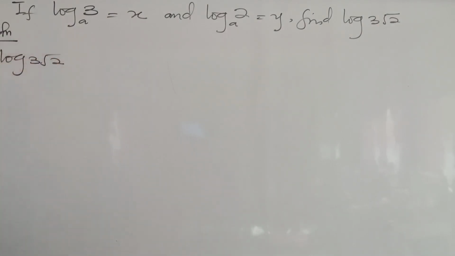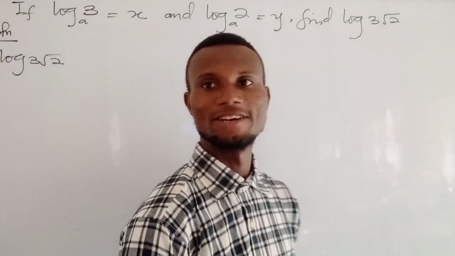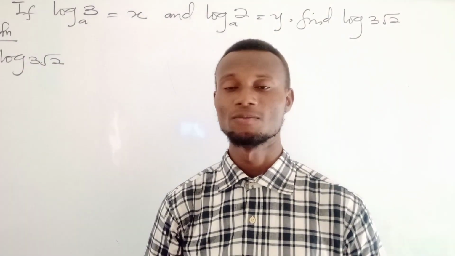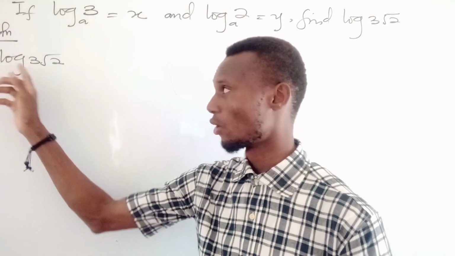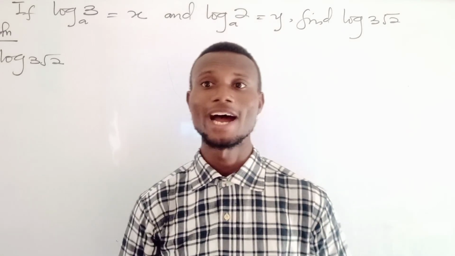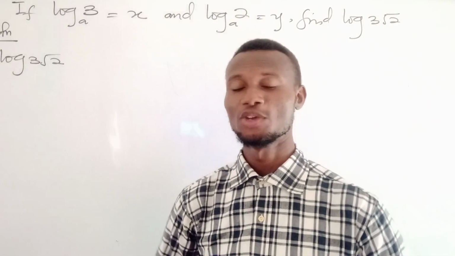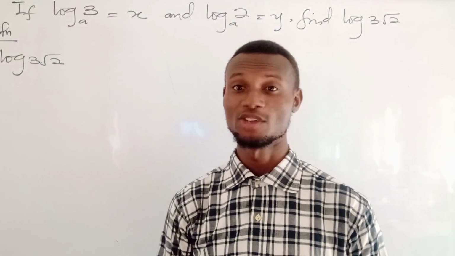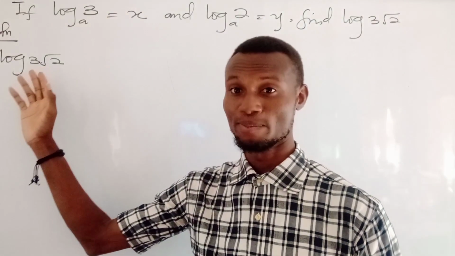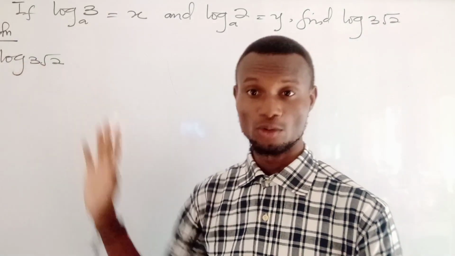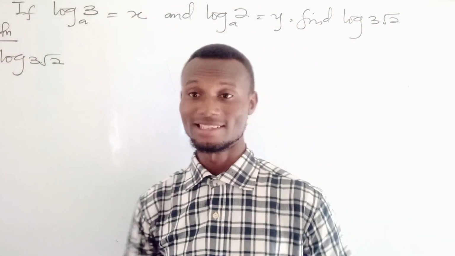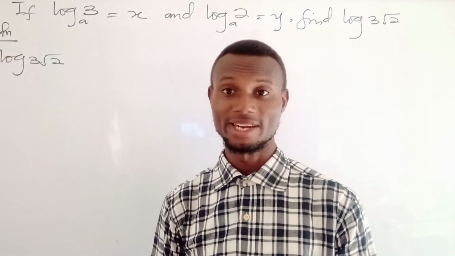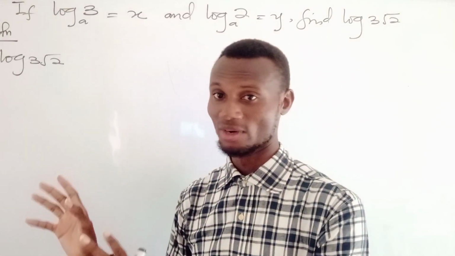For us to be able to find the value for log 3 root 2, we should be able to write down the expansion for the log 3 root 2. For us to achieve that, we are going to apply one of the laws of logarithm, so that will help us write down the expansion for the log 3 root 2. So follow as I write down the expansion, and I'm going to explain the law that governs it. So let's go ahead.